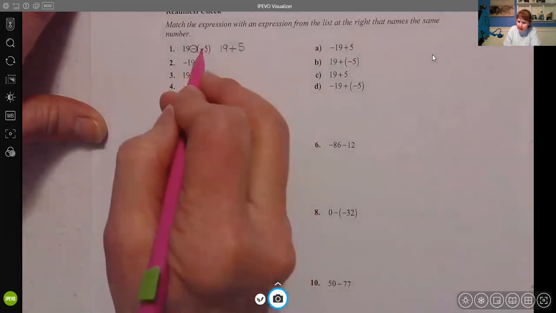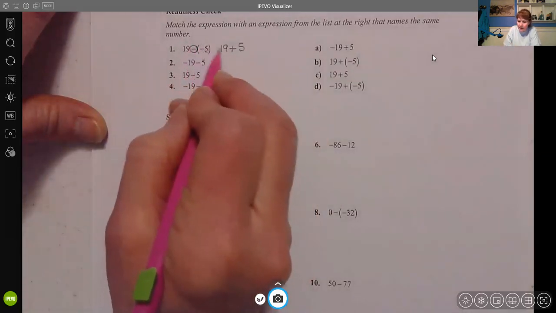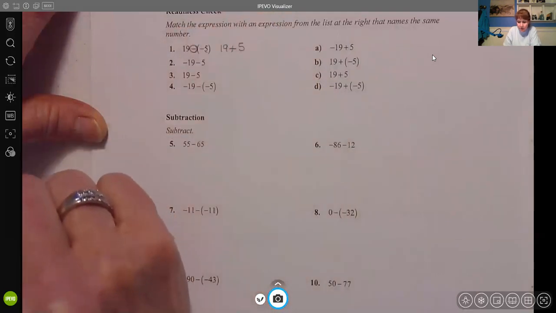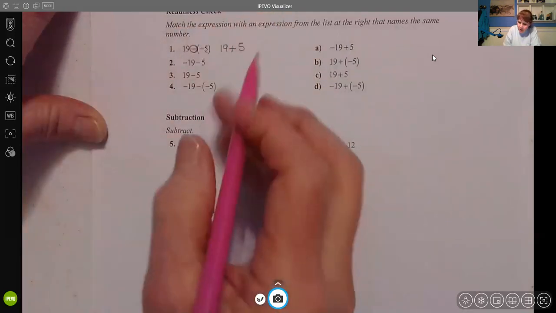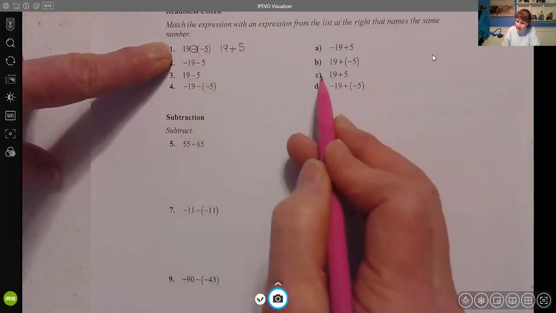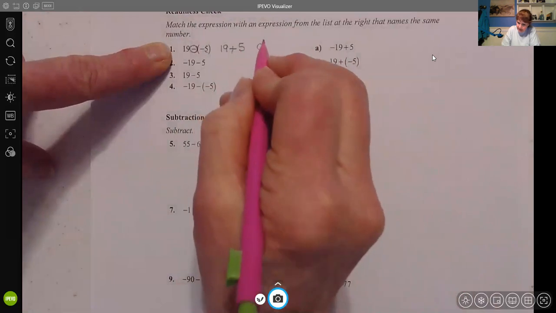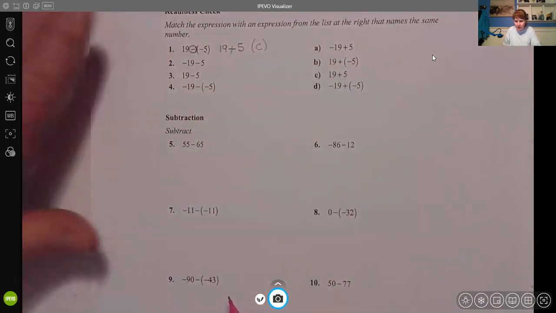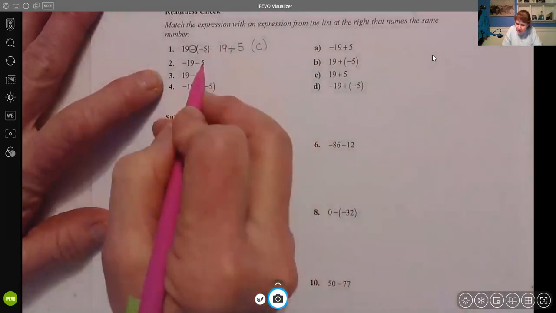Another way to look at it is if we have two negatives, we end up with a positive, which kind of brings us into the multiplication rules. So this one here, 1 would go with C. So that would be C. Now we're going to practice this rule, so if it's confusing, don't worry, just stay with us.